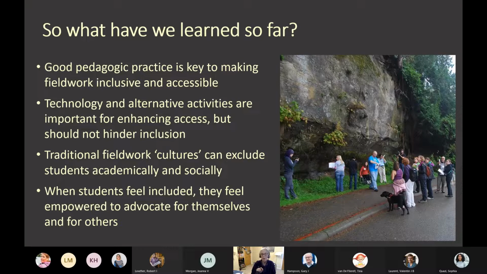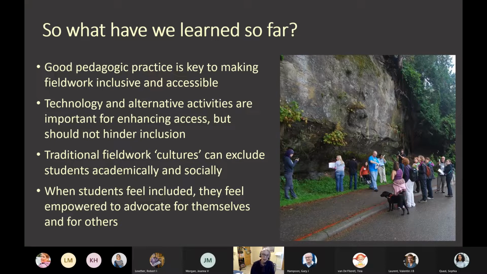But the most important thing, wherever we can, is to get all of our students out at the outcrops together and interacting and learning together. There are traditional fieldwork cultures that can be exclusive and persist in being exclusive, both academically and socially. So these are still things that I think we need to be looking at, particularly in terms of maybe physical rigour and some of the broader cultures around fieldwork.